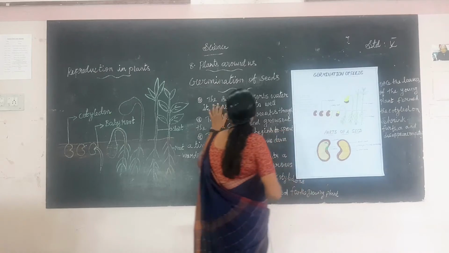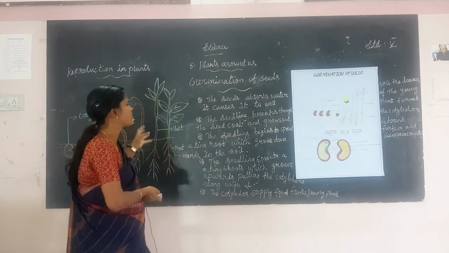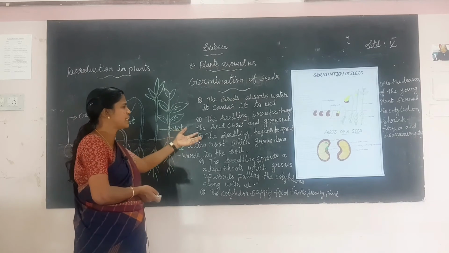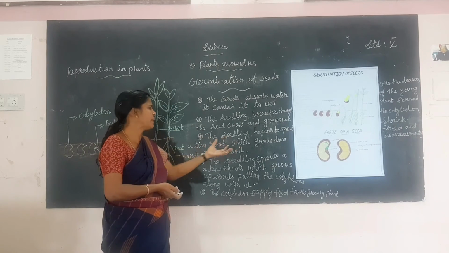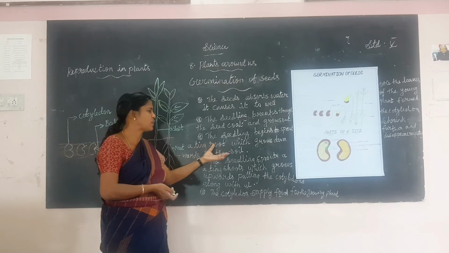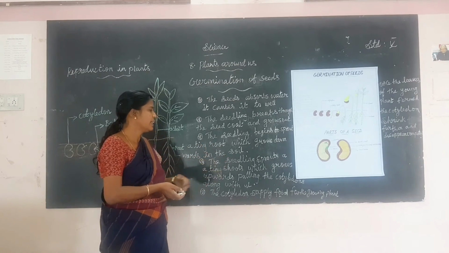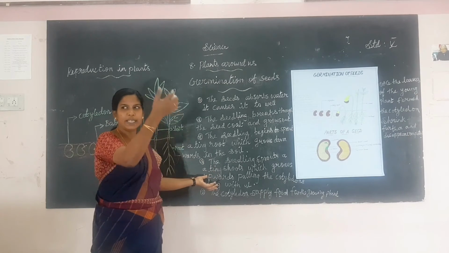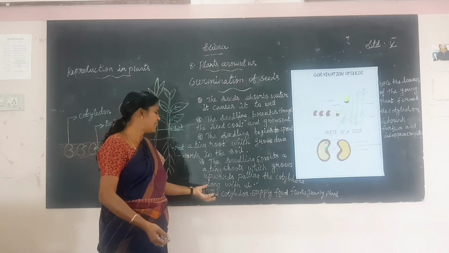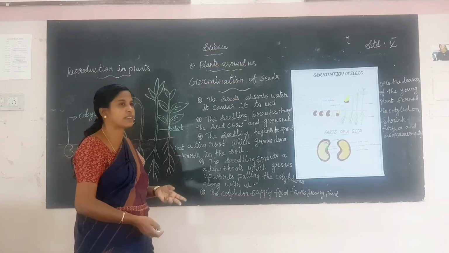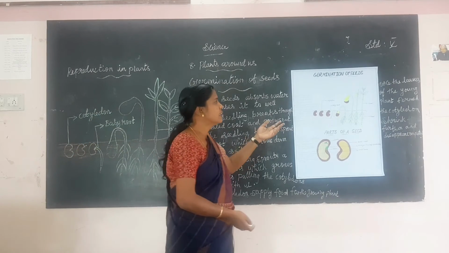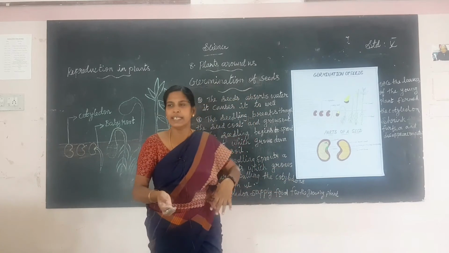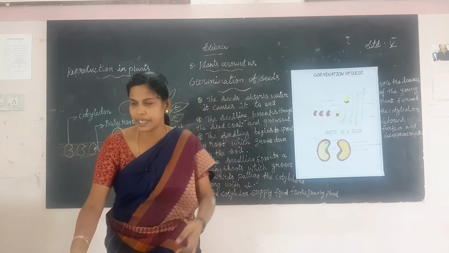Okay, listen. The germination of seed. The seeds absorb water, it causes it to swell. The seedling breaks through the seed coat and grows out. The seedling begins to sprout a tiny root which grows down into the soil. The seedling sprouts a tiny shoot which grows upwards, pulling the cotyledons along with it. The cotyledons supply the food for the growing plant. Once the leaves of the young plant form, the cotyledons shrink further and disappear completely. Okay, yeah?